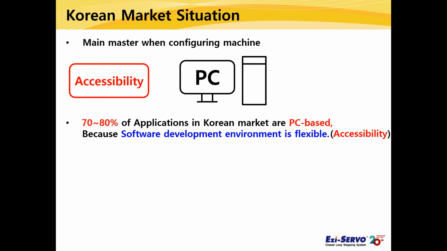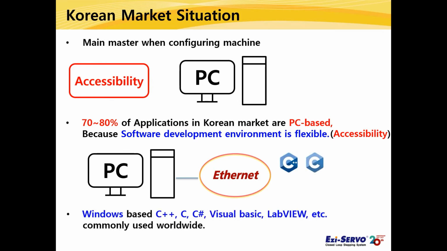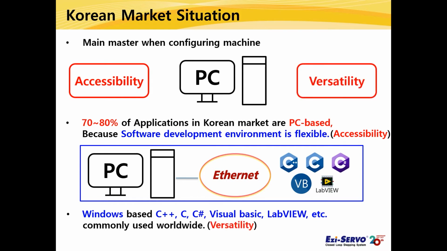In more detail, since customers can easily configure machine programs in a Windows-based programming environment by directly connecting to a Windows-based PC, most customers in the Korean market prefer and use FASTECH's Ethernet products a lot. In addition, the most widespread software development environment in the world is PC, and Windows-based C++, C, C#, Visual Basic, LabVIEW, etc. can be used commonly. Thus, it has good versatility.